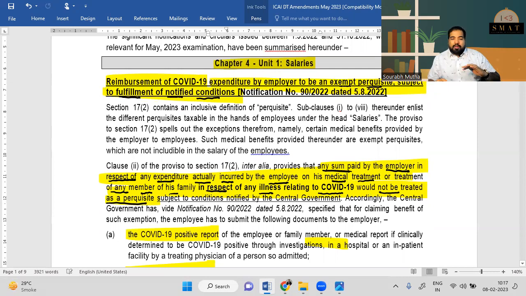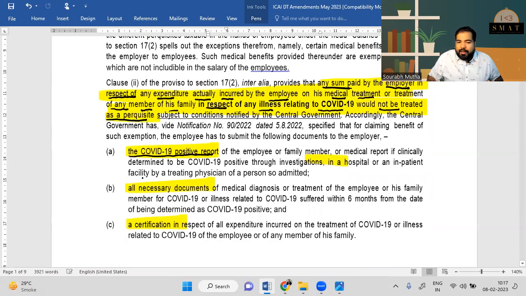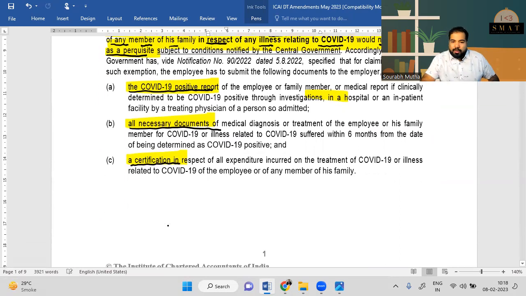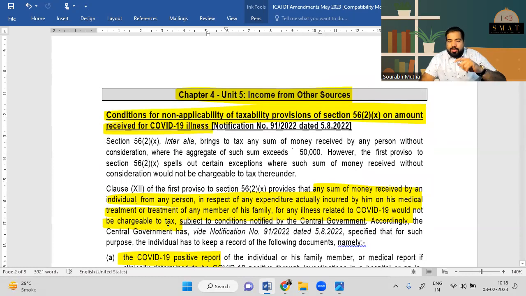So if you get an amount, that is not a perquisite. Remember that. Of course, you'll need a COVID-19 report, all the necessary documents, and you'll require a certificate from the doctor. Next, guys, again, income from other sources, a small change, but again related to COVID.